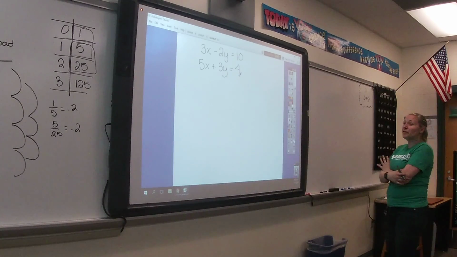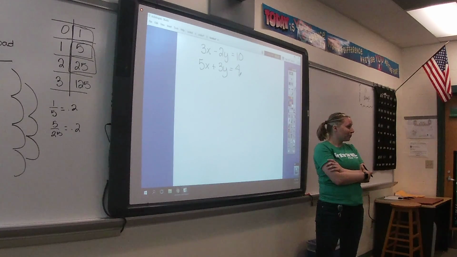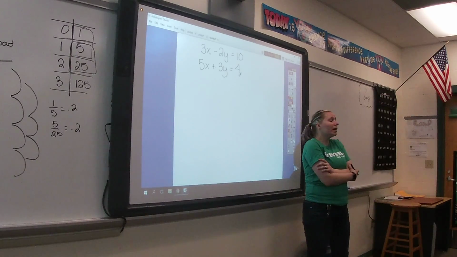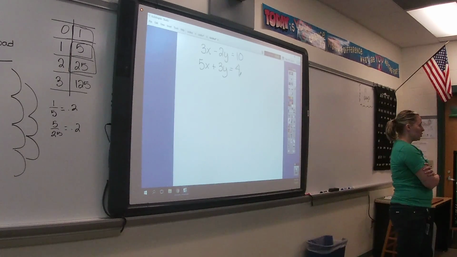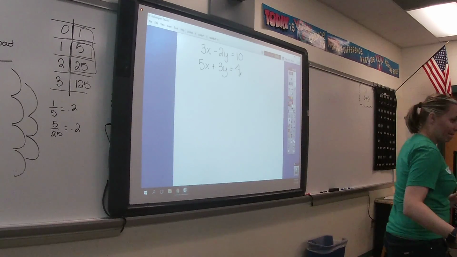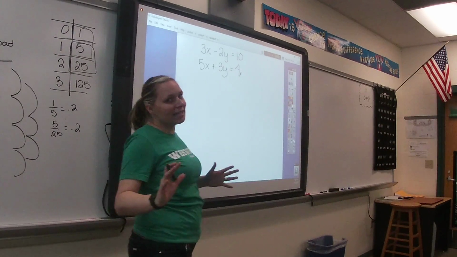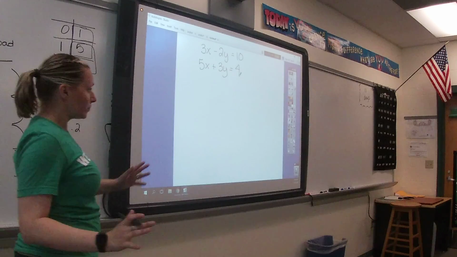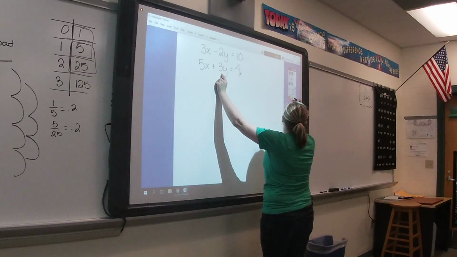Do we see a variable with a matching number in front? Nope. So we're going to have to multiply. Do we want to get rid of x or do we want to get rid of y? Y, sure. And guys, I have students who are just like, I'm always going to get rid of y. I'm always going to multiply. Fabulous. It doesn't matter. It's not like it takes that long to multiply anyways. Okay, so we're going to get rid of y.